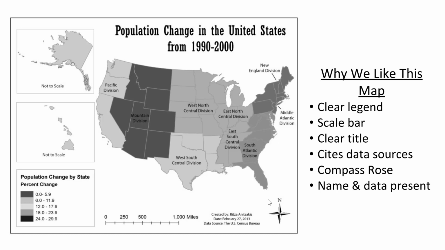And then finally, this one is population change of the US. So again, this has a clear legend, really nice scale bar, a clear title, cites the data sources, has a great compass rose, and the name and the date of the author are present on this map as well.